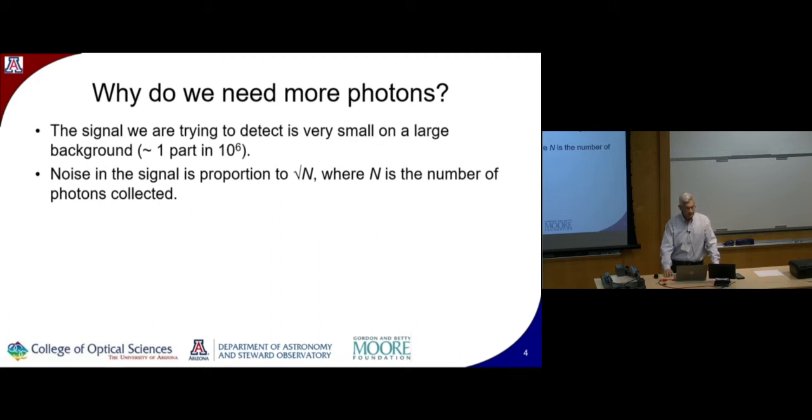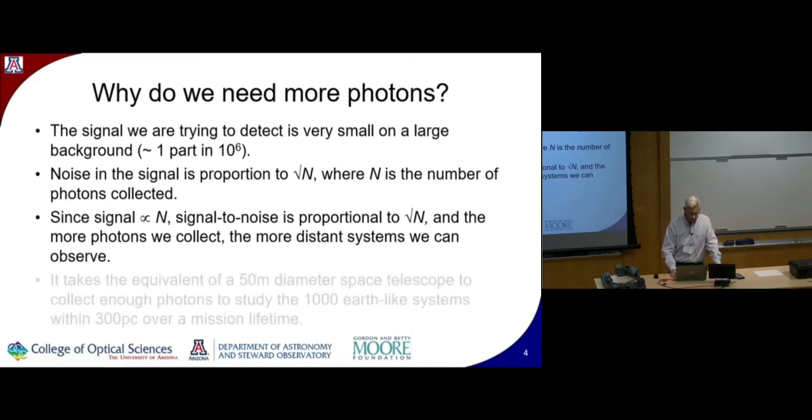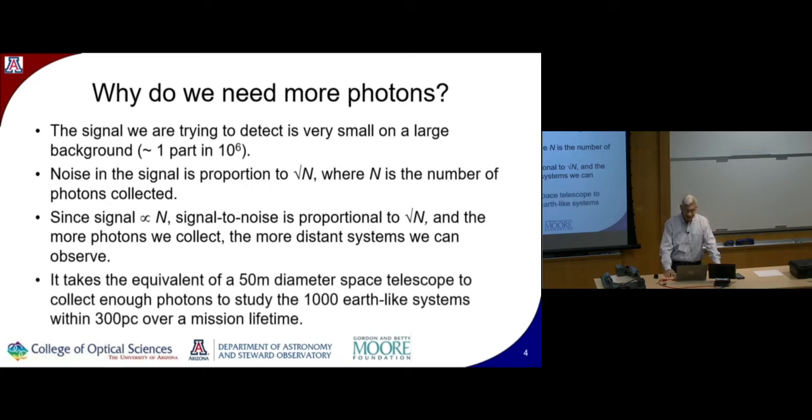The signal-to-noise is proportional to the square root of n, where n is the number of photons collected. Since the signal is proportional to the number of photons collected, the signal-to-noise is proportional to the square root of n. And the more photons we collect, the more distant systems we can observe. It takes the equivalent of a 50-meter diameter space telescope to collect enough photons to study 1,000 Earth-like systems within 300 parsecs over a mission lifetime, so typically 5 to 10 years.